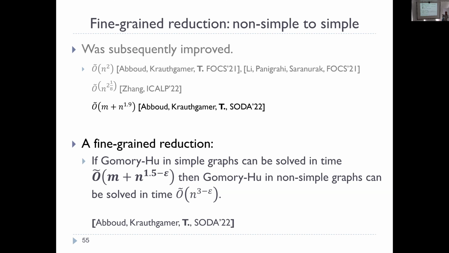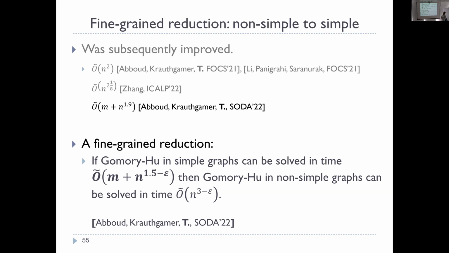But again, in the context of fine-grained complexity, let me say the following. If you think about one of those faster algorithms, the one that we got here, m plus n to the 1.9, you see what's going on. Maybe you feel like, okay, it can go all the way down to m plus n, a near linear time algorithm, right? This is maybe a natural thought. And what we showed by a fine-grained reduction is maybe a significant barrier to achieve this result.